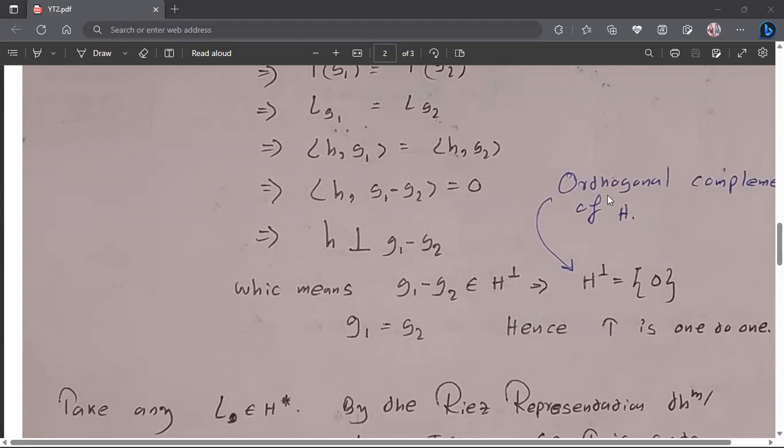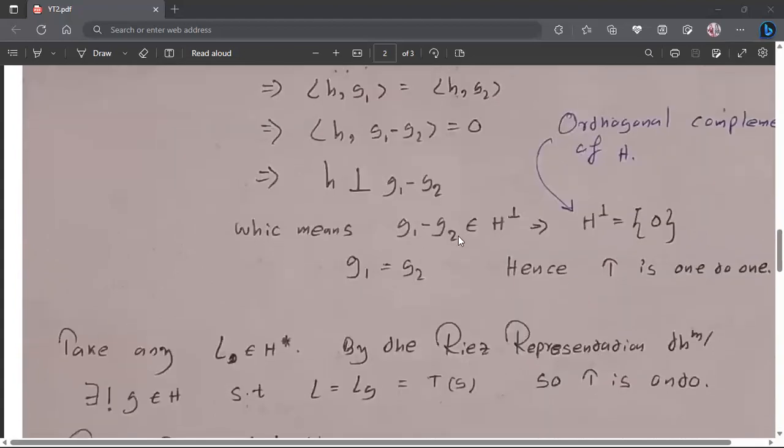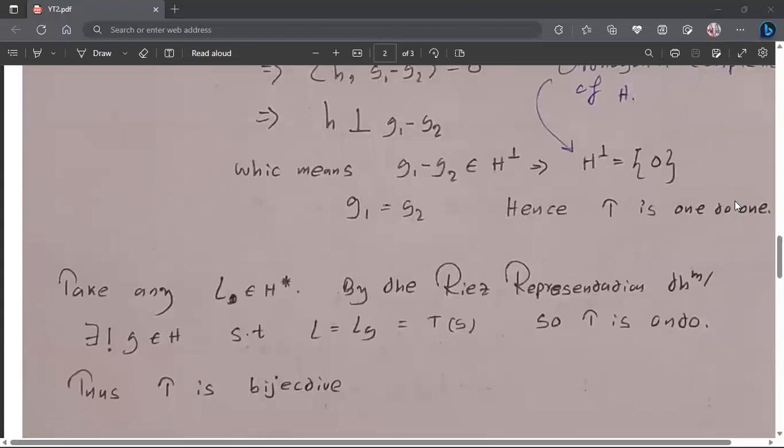Orthogonal complement means the set of all vectors which are perpendicular to the considered set. Now here H perp means the set of all vectors which are perpendicular to all vectors in the Hilbert space, and we can prove that only the 0 vector is perpendicular to all the vectors in the Hilbert space. So g1 minus g2 must equal 0. Then we can imply g1 equals g2. So that is the one-to-one part.